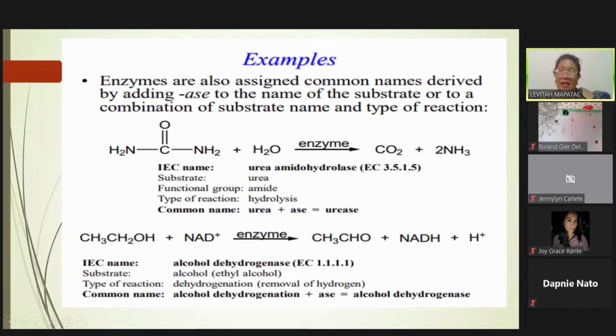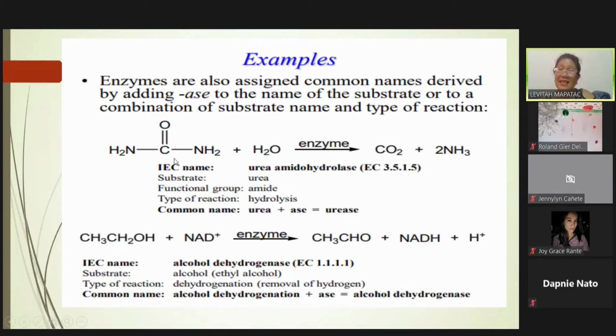How are you going to name this? Okay. The common name, what enzyme is here? For the common name, you look at the substrate. The substrate is urea plus ACE. Therefore, the enzyme needed for this substrate urea is urease.